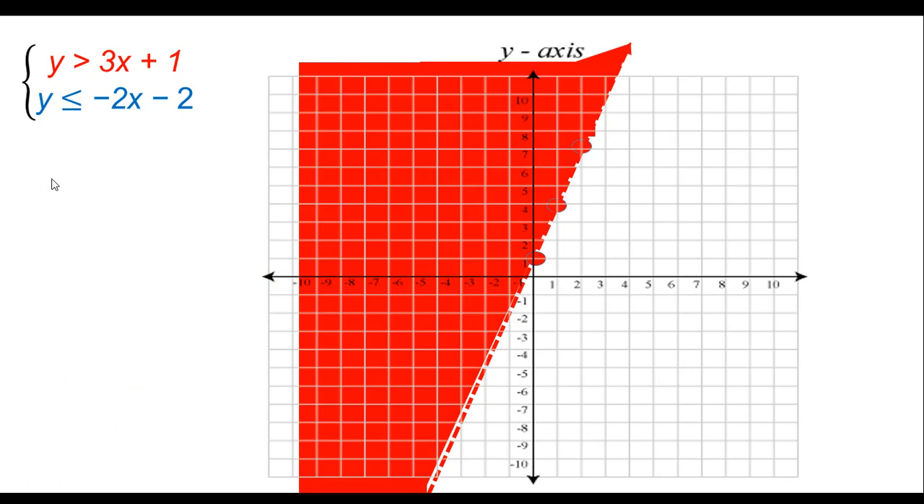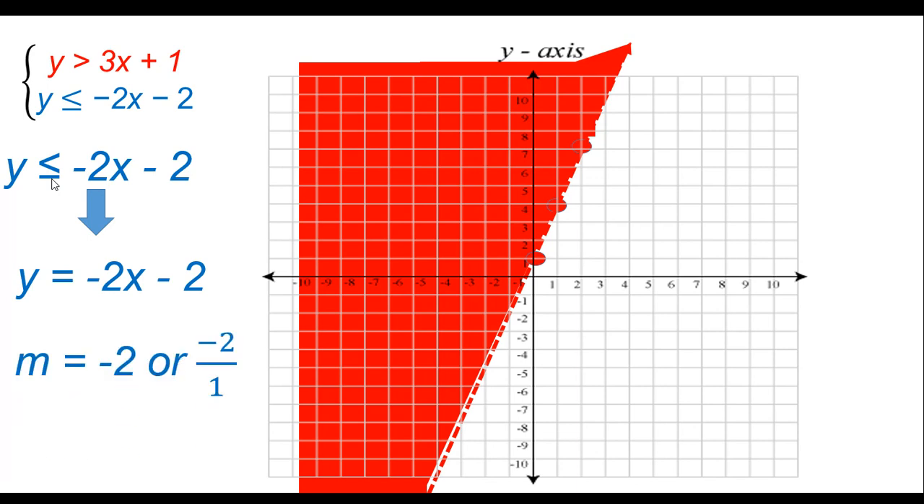Next, let's graph the other inequality, which is y less than or equal to negative 2x minus 2. So, we're going to write it first into a linear equation, and that will become y is equal to negative 2x minus 2. Also, we're going to get the m and b, and m is negative 2 or negative 2 over 1, while the b is equal to negative 2.